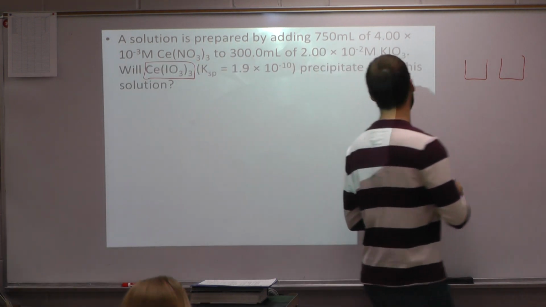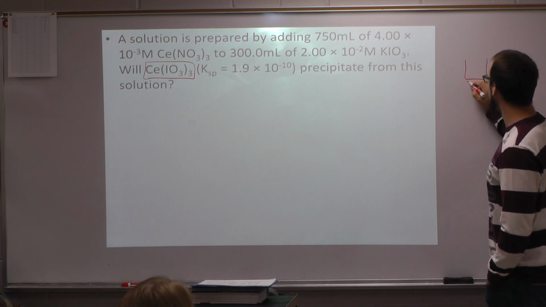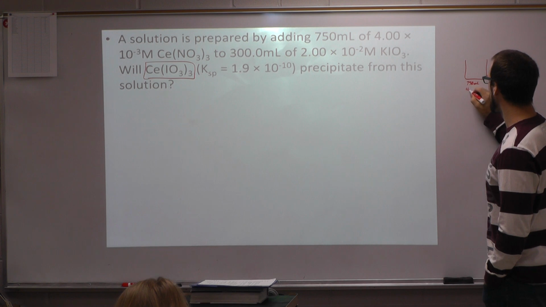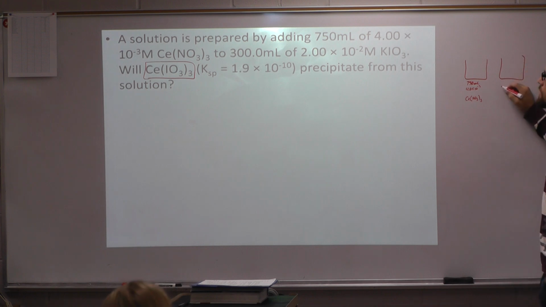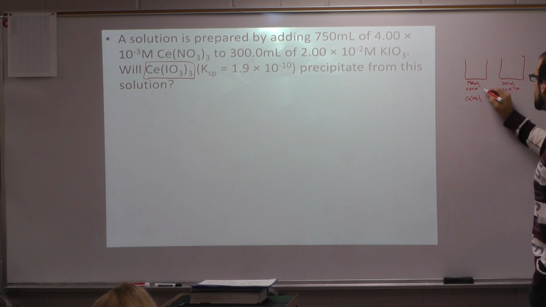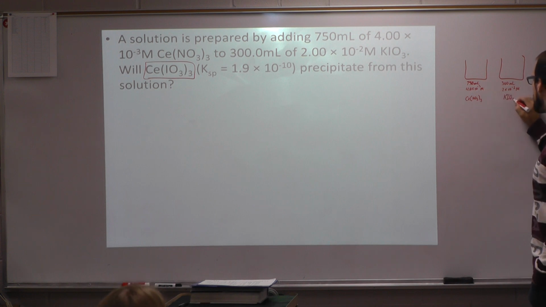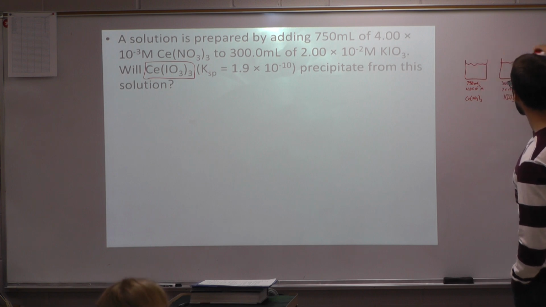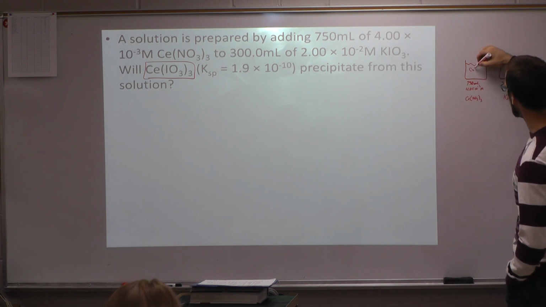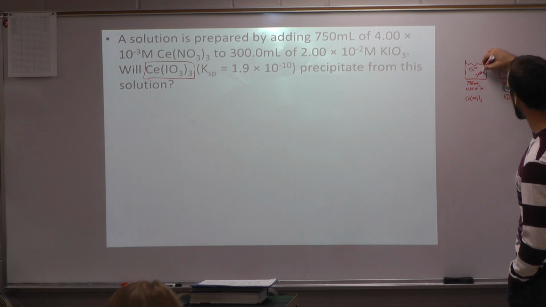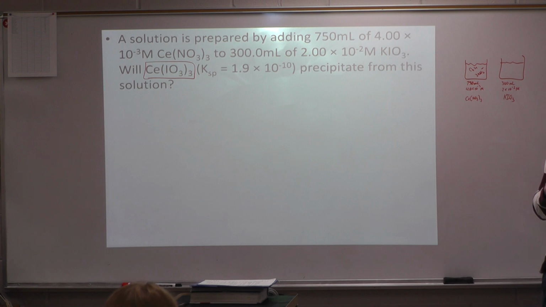So let me kind of show you the picture that's going on here. Let's say this is beaker one, and we have 750 milliliters of 4.0 times 10 to the negative third Ce NO3. And then over here, we have 300 milliliters, 2 times 10 to the negative 2 molarity of KIO3. And we are going to take those beakers, first off, okay, this is completely dissolved, so my ions in solution should be Ce3 plus and 3 NO3 minus. Does that make sense? Where are my ions and complete associates? Following. Over here I should have K plus and IO3 minus.